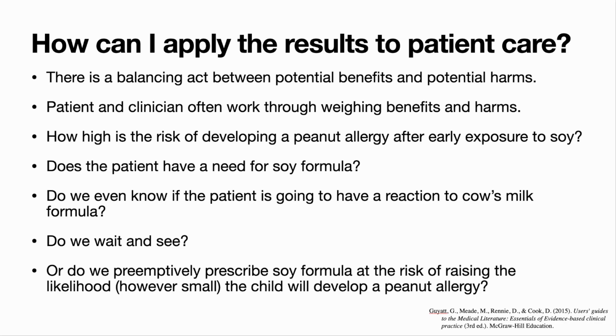Does the patient, or will the patient, have a need for soy formula? Remember, the sibling had an allergy to cow's milk formula, and that's why the sibling was switched to soy formula. So do we even know if the patient is going to have a reaction to cow's milk formula at this time? Do we wait and see? Or do we preemptively prescribe the soy formula at the risk of raising the likelihood, however small, that the child may develop a peanut allergy?